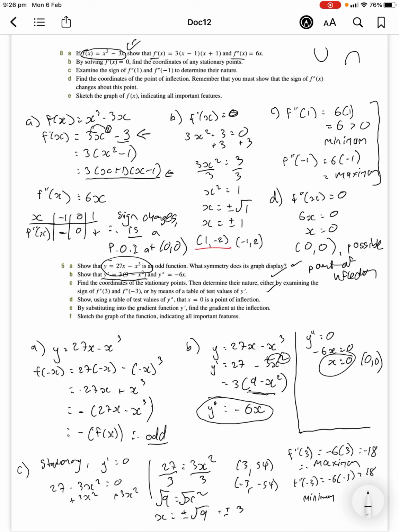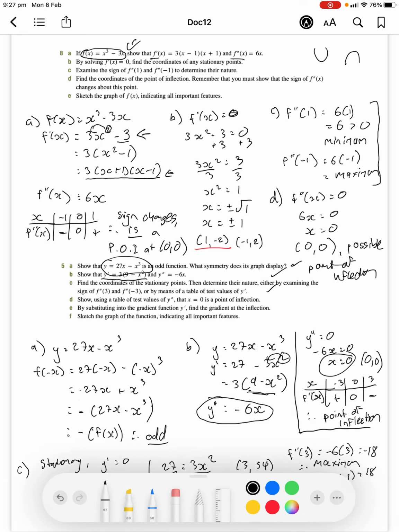And then again, we do the testing of the signs. We have x. And once again, we can use the values we've already done. We've already put in -3 and 3. We've seen that the sign is different. When I put in 3, I get a negative. When I put in -3, I get a positive. The sign changes, therefore it is a point of inflection. All of this different information is going to allow you to graph it.